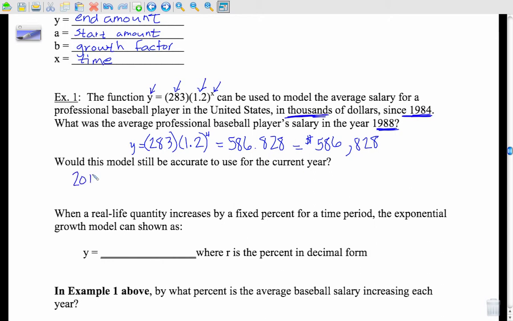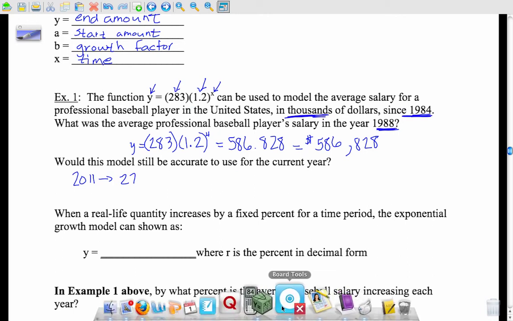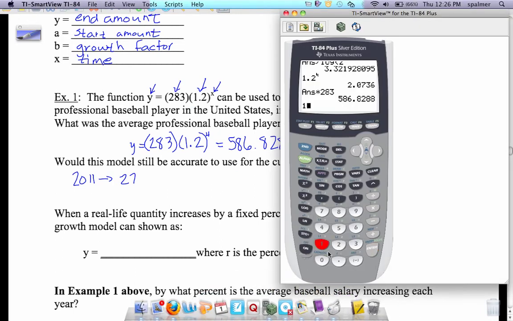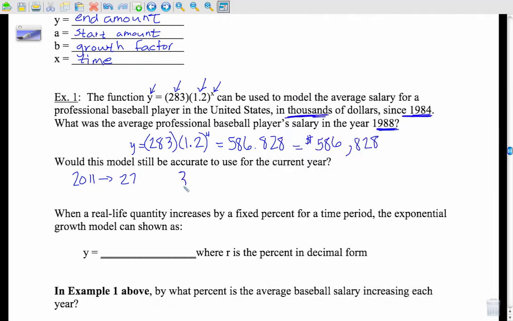For the current year, it is currently 2011 right now. So if you wanted to plug that in for 1984, you would have to plug in a lot of years. If you subtract those two, you're going to have to plug in 27 years into this exponential model. If you do that, what you're going to find really quickly is your numbers are going to get blown way out of proportion. If you go 1.2 to the 27th power, enter, times 283, you'll find out that the average baseball salary, according to this model, would be around $38 million.